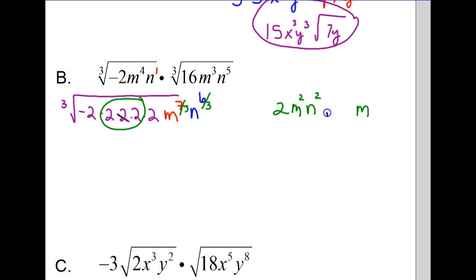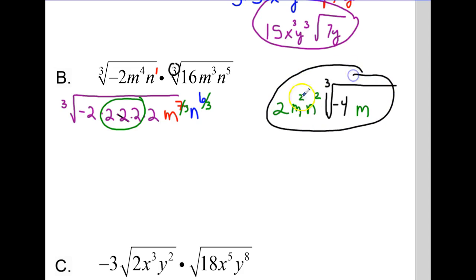So when I look at what's left remaining underneath my radical, I have a 2 and a negative 2. So I'm going to write that as a negative 4m. The only thing I'm missing is, you know what, you guys, it's really important that I go put my index up here so we know that I'm a cube root. So that's how I simplify B.